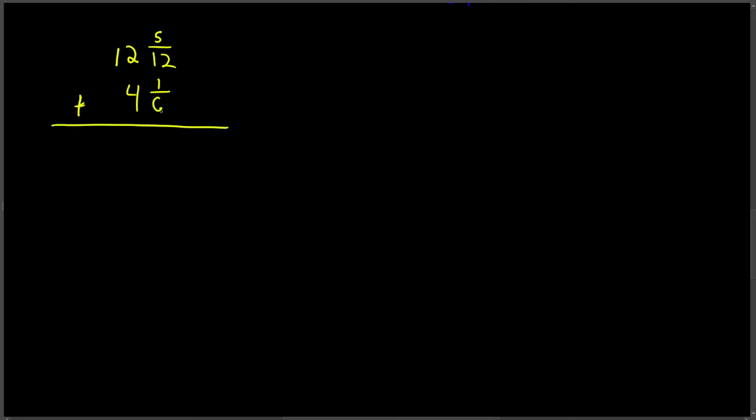What we want to do is start on the fractions first. And so what we want to do is get a common denominator for the fractional part. In this case, the common denominator is 12. So I'm going to bring over the 4, and I'm going to multiply this by 2 over 2, so that I have 2/12.